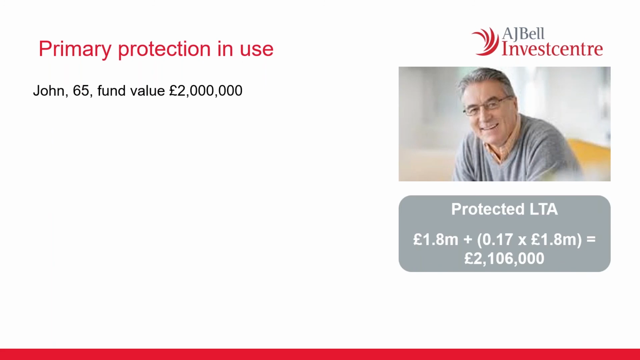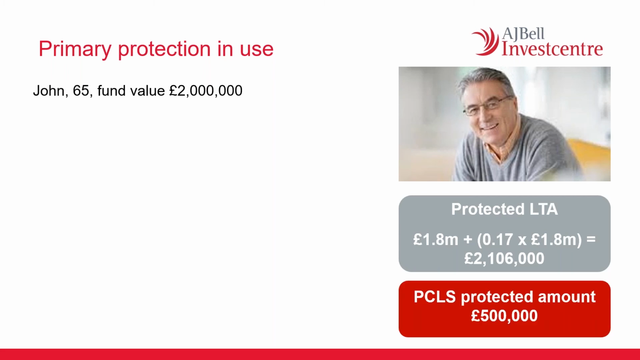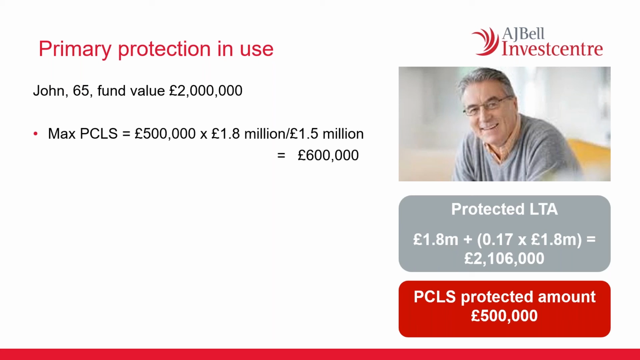So going back to John again, let's imagine he had the same fund value and he had the same protected lifetime allowance, but as well as his primary protection, he also had lump sum protection of £500,000. All that means is that his max PCLS would be calculated differently. It would be that £500,000 increased by 20% effectively to 600,000.